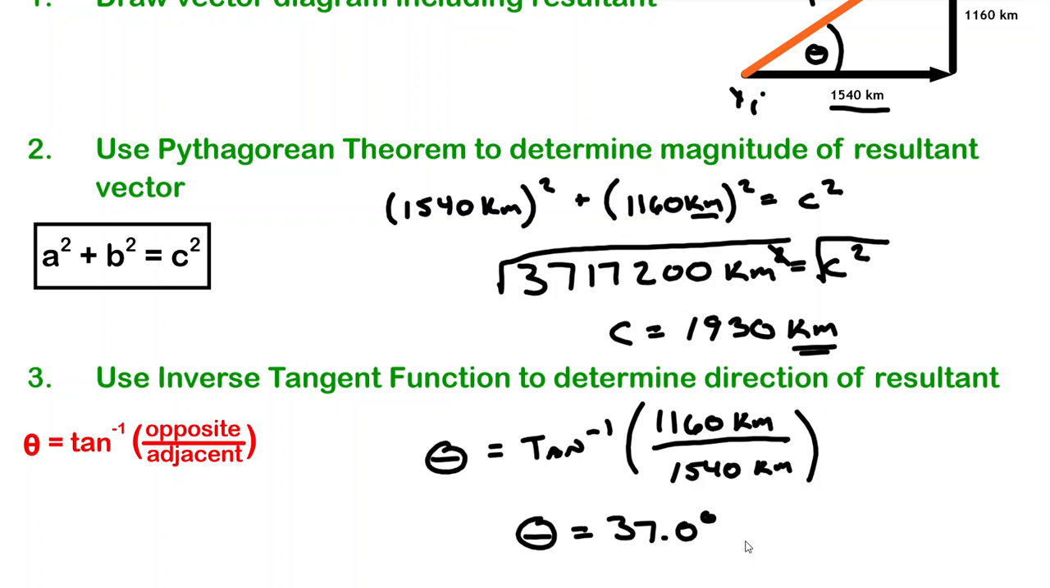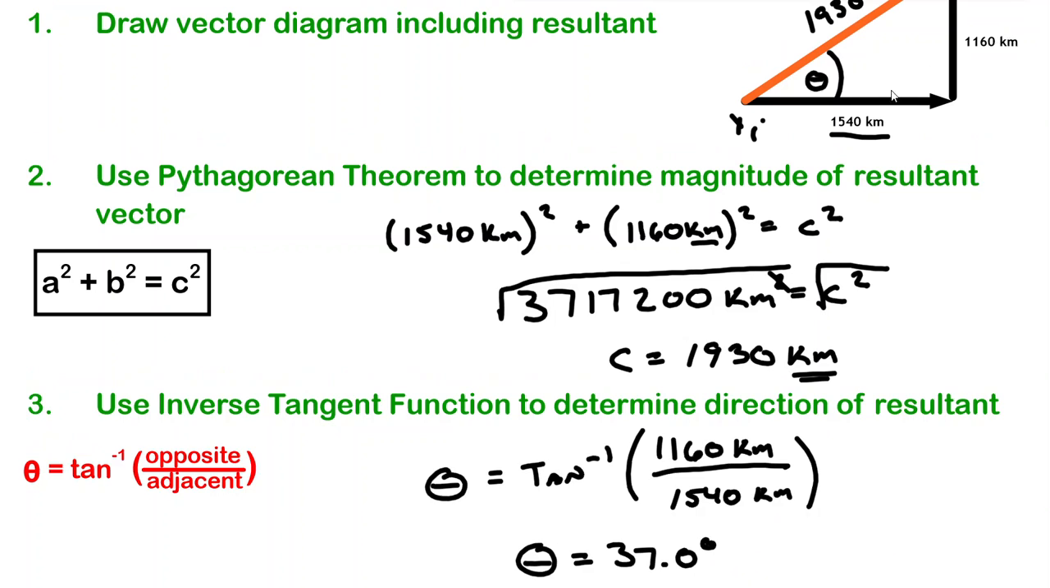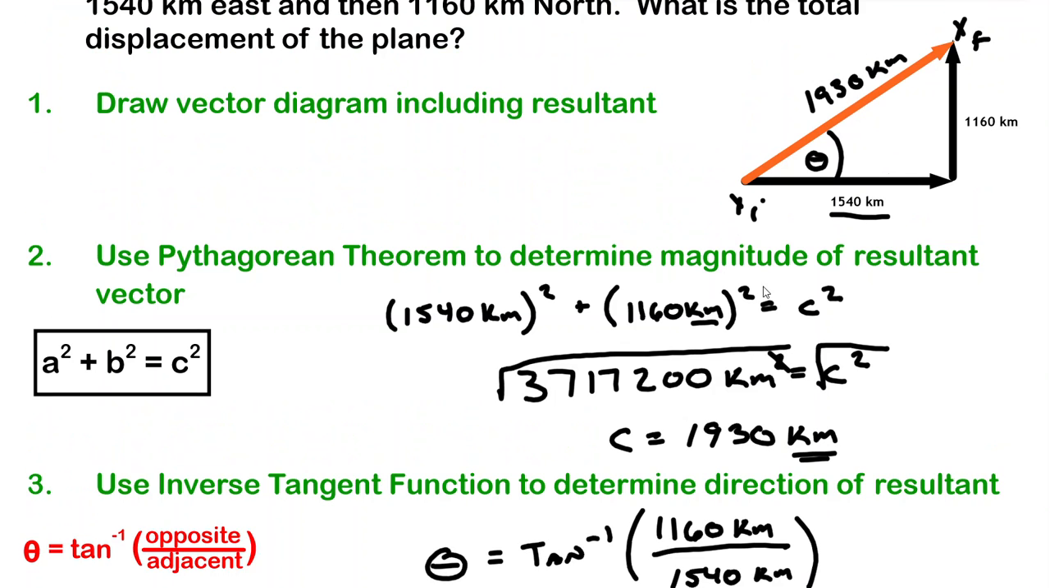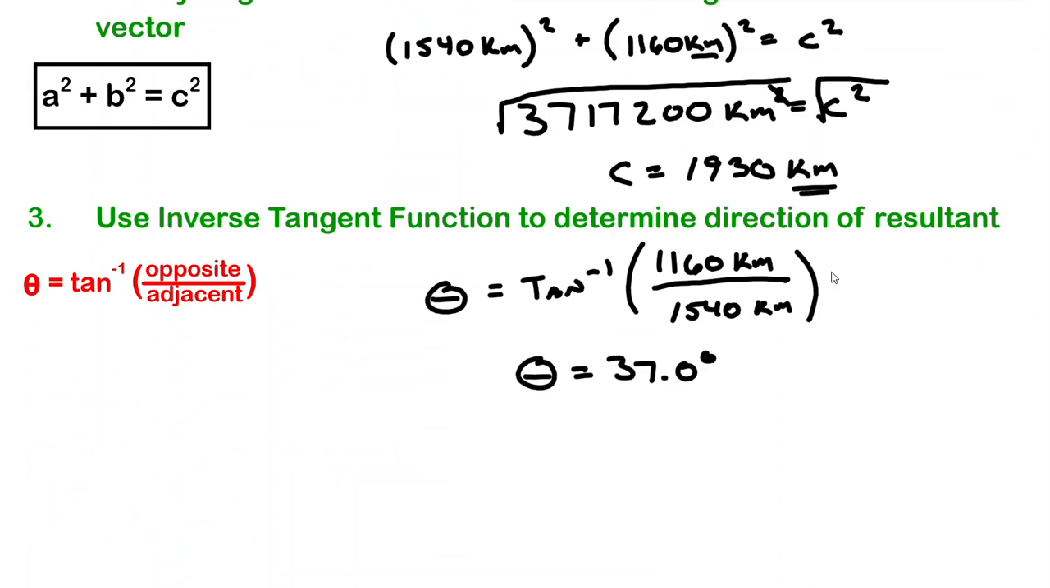And now I need to give it direction, right? So I'm looking at this angle right here. My pen is here, and I need to raise my pen that direction. So I am east. And what direction of east am I going? I am going north of east. So it looks like this is going to be 37 degrees north of east.